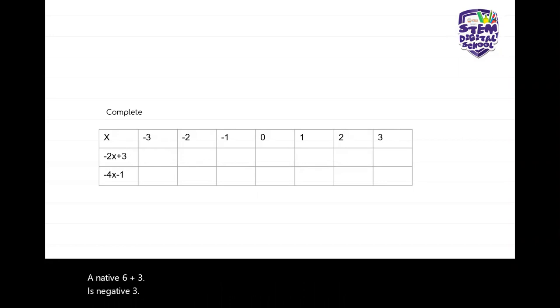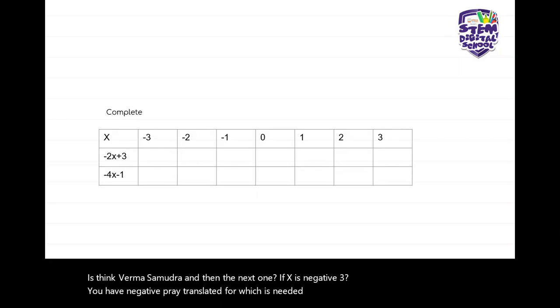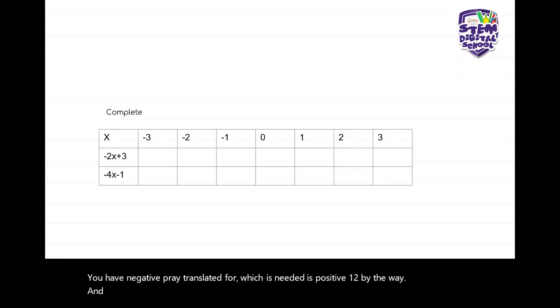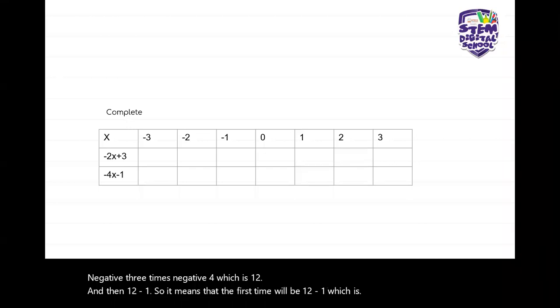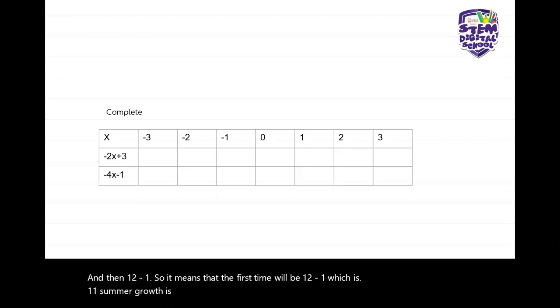And then the next one, if x is -3, you have -3 times -4, which is positive 12, by the way. And then 12 minus 1. So it means that your first value there, you'll have -3 times -4, which is 12, and then 12 minus 1. So it means that the first term will be 12 minus 1, which is 11. Zamokuhle is correct. And then, of course, the next one, -2 times -4 is 8, and then 8 minus 1 will be 7.